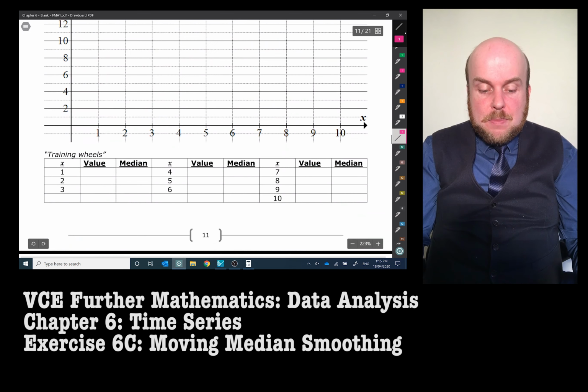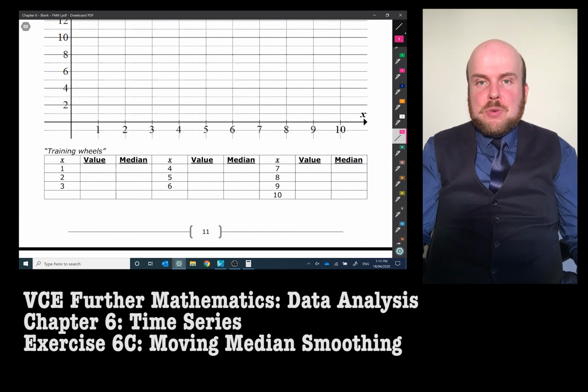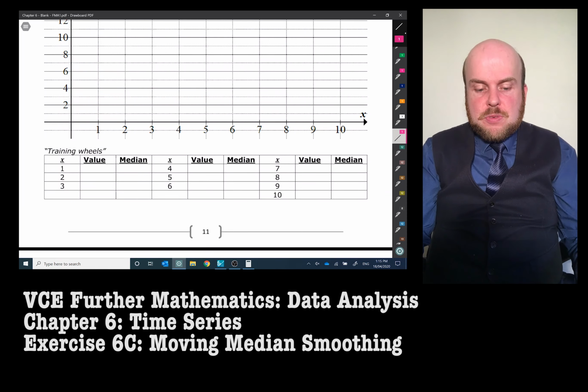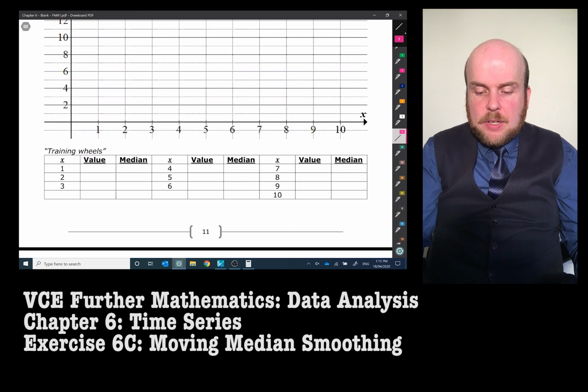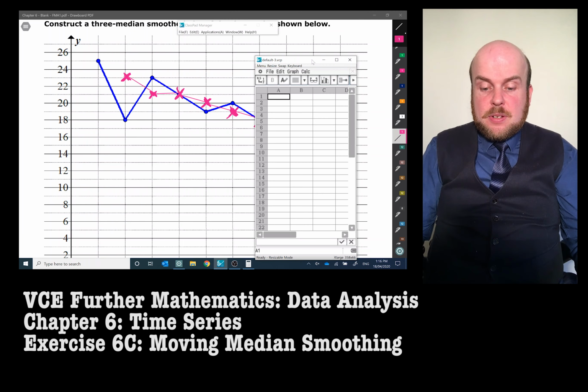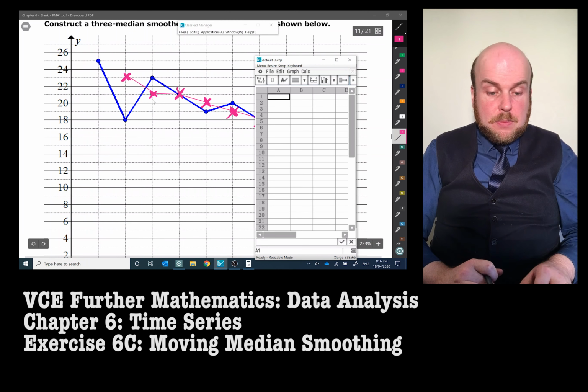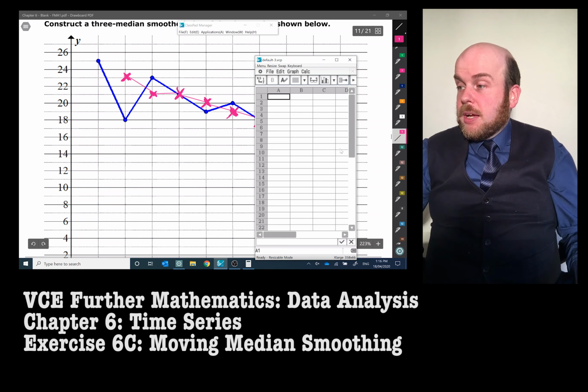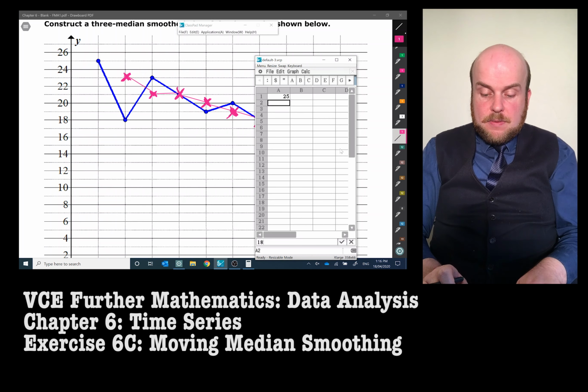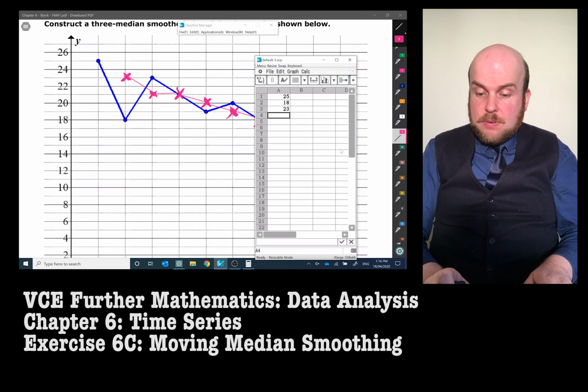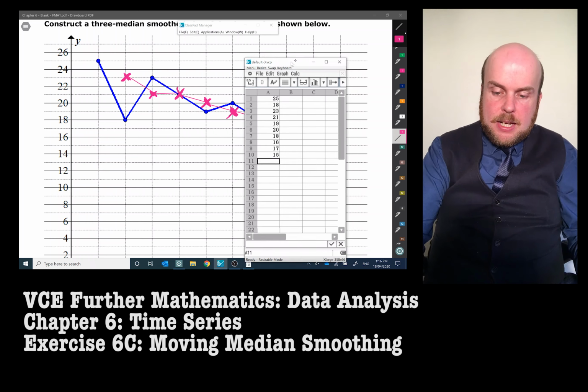On the bottom of my examples, I've got what I call training wheels, which is just if you are struggling to see it visually, you could always do it numerically or using the spreadsheet option, which is fine. Essentially, I would just set it up like I normally would. So we're just going to type in the values that I can see here: 25, 18, 23, 21, 19, 20, 18, 16, 17, and 15.